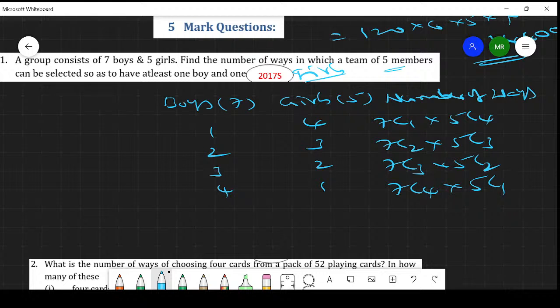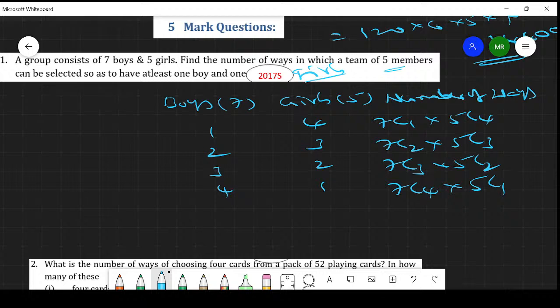Because we should select the team of 5 only, right? They are asking to select the team of 5 members. At least 1 boy and 1 girl you should take. When I select, these are the possible cases. See here, 7C1 for 1 boy and 4 girls, then 2 boys and so on. The condition is at least 1 boy and 1 girl I should consider. The minimum 1 should be there.